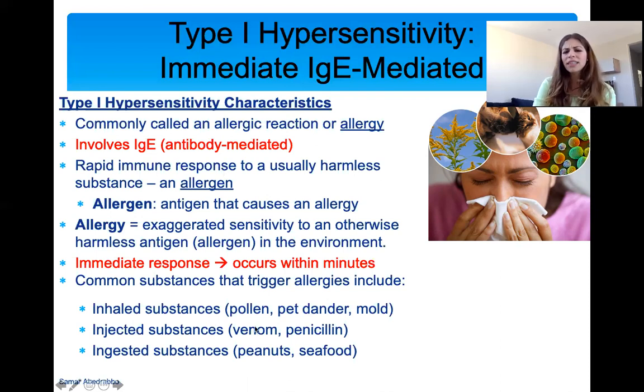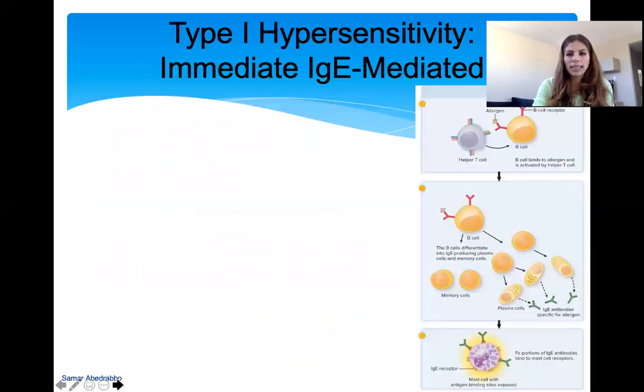Venom, this is a reason why if you get bit by an animal, you need to go to the doctor right away, because you could have an allergic response that could be very dangerous. And then ingested substances, so different foods can cause allergies in people. Peanuts, seafood, strawberries, just all types of food that can cause allergies. And again, an allergy is a type 1 hypersensitivity that's mediated by the IgE antibody.